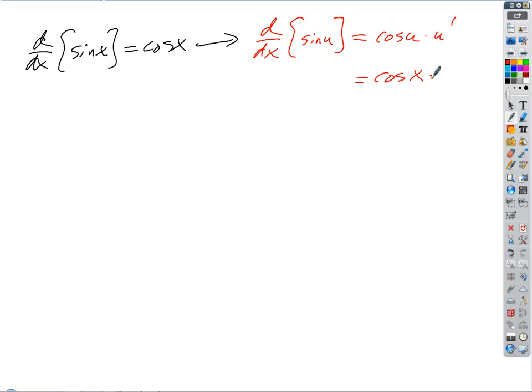So then what would, for example, the derivative with respect to x of u to the n become? n times u to the n minus 1 times u prime. Make sense?